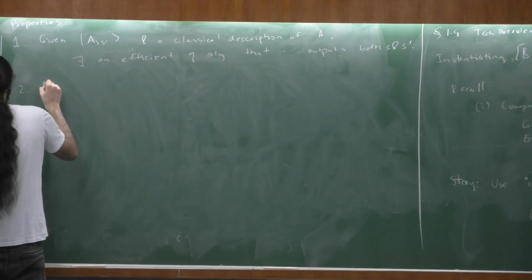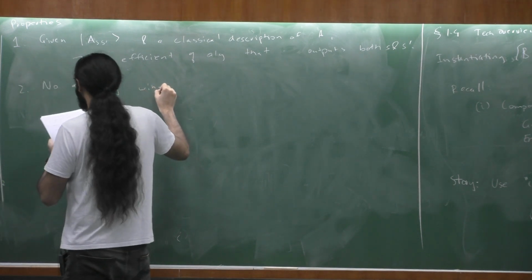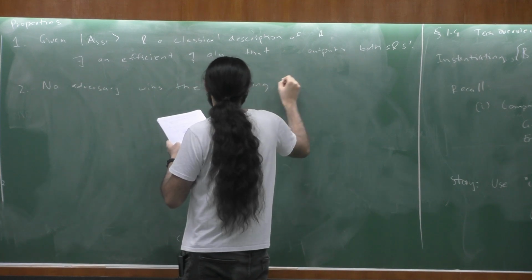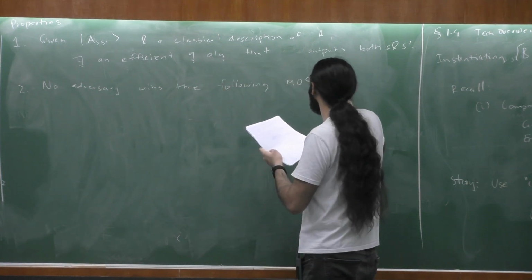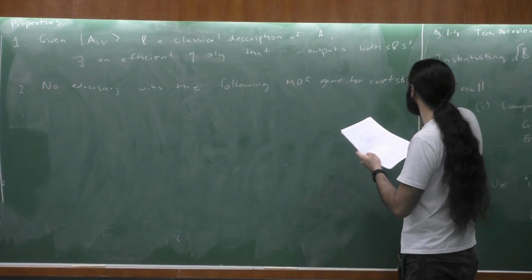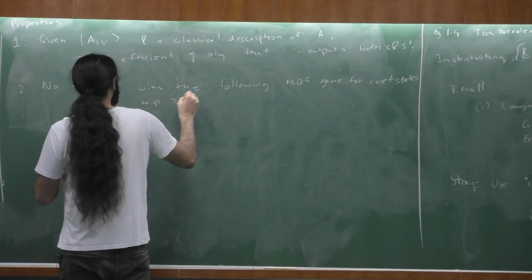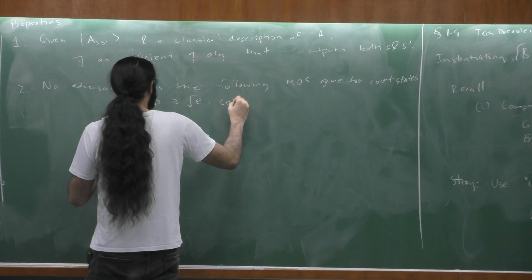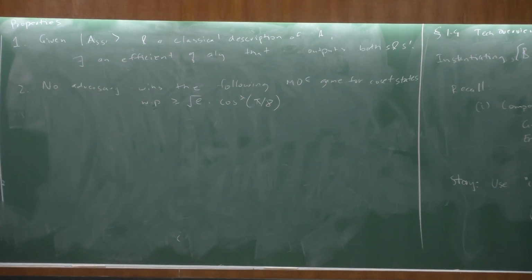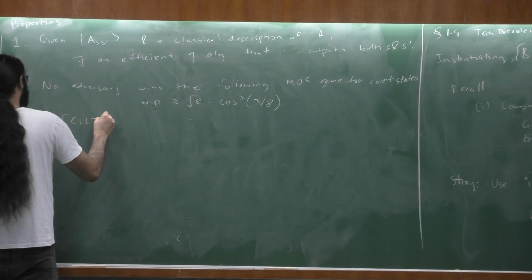And the second is that no adversary wins the following monogamy of entanglement game for coset states, which we'll describe in just a second, with probability greater than cos of lambda pi by 8. Okay, so this is also from CLLZ21.